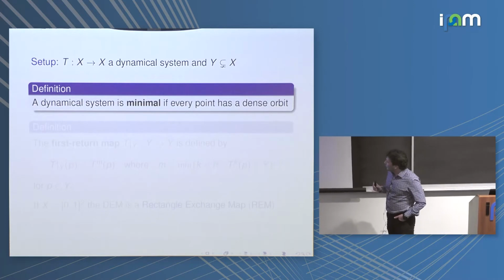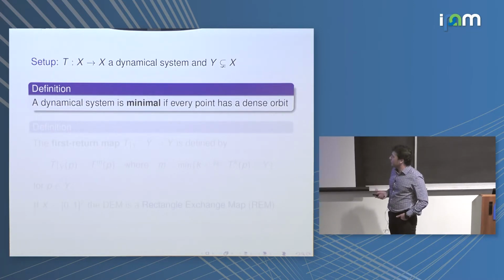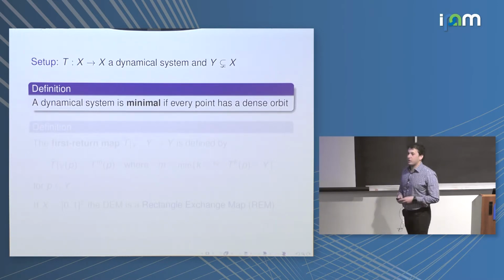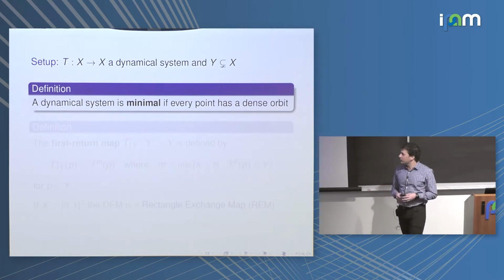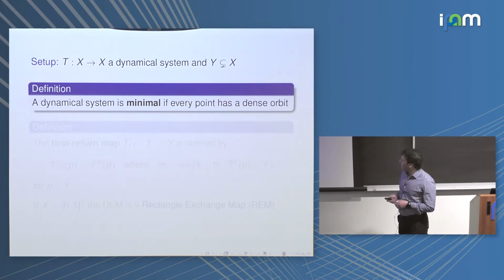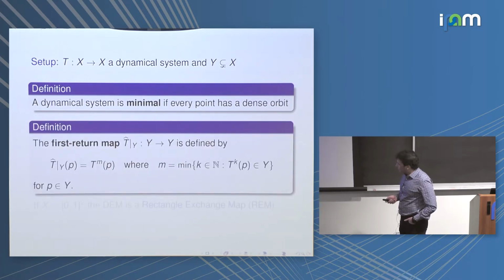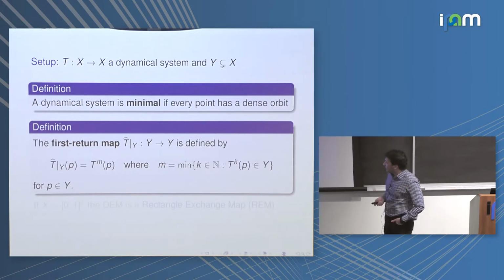So the first property that we're interested in studying about these dynamical systems is that of minimality. This kind of describes the behavior of the orbits in a very general sense. And we say that a dynamical system is minimal if every point has a dense orbit in the domain. Okay. Now, to study more refined properties of the orbit, we want to understand the first return map. And this I've called T hat restricted to Y.